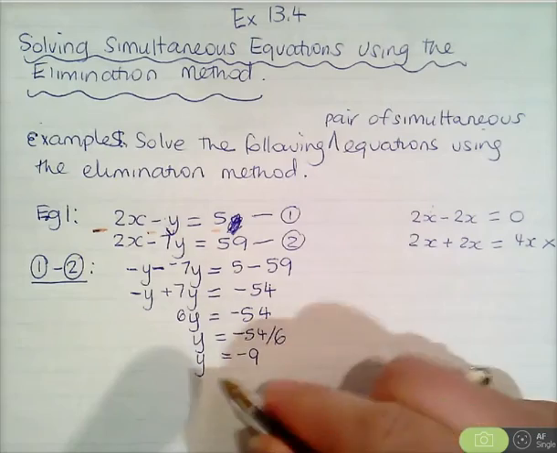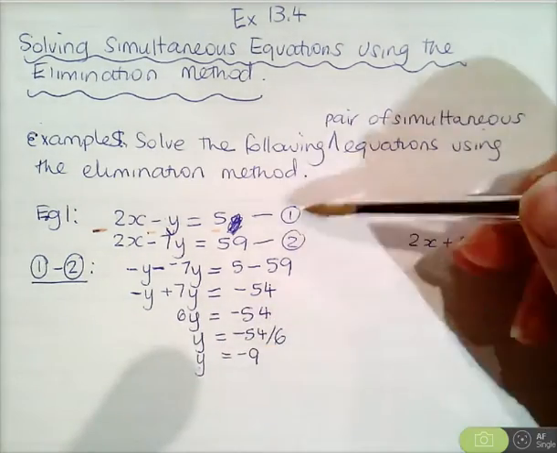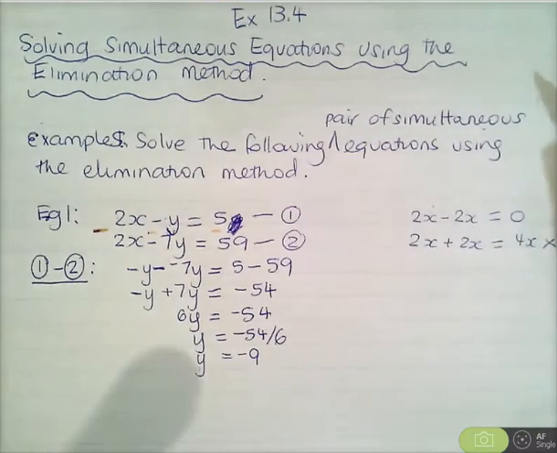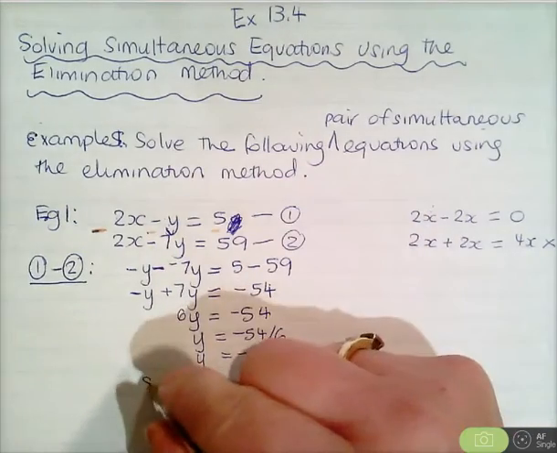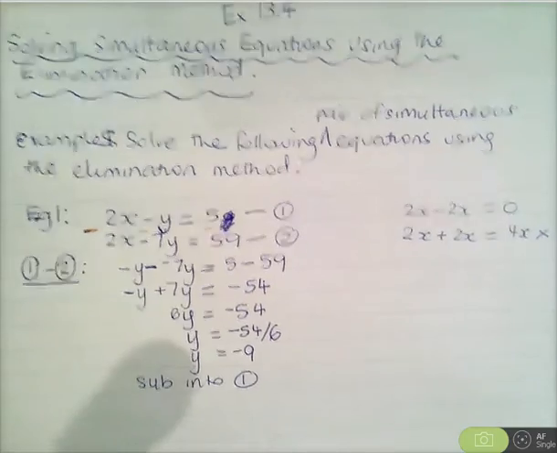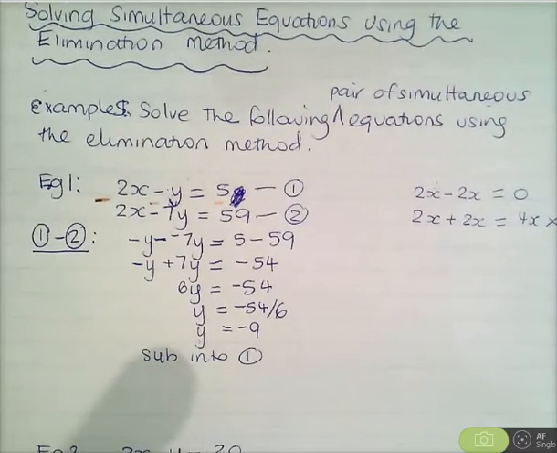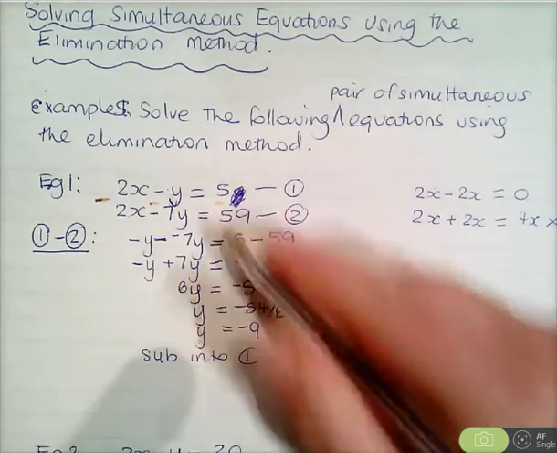So I'm halfway there. I've got that y equals negative 9, so I need to substitute that into equation 1 or 2. And you choose the equation that is easier to substitute into. So I'm going to substitute into equation 1. The reason is equation 1 has the smaller numbers, and so the substitution will be easy. So I'm subbing y equals negative 9 into equation 1.